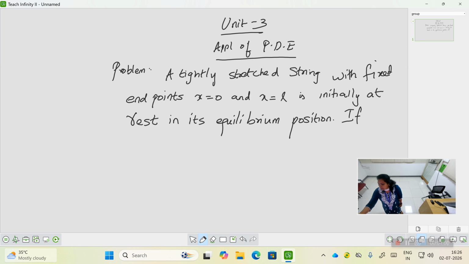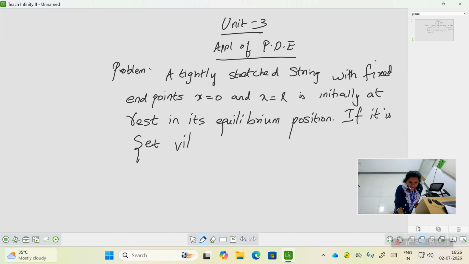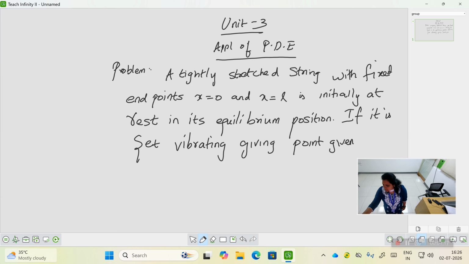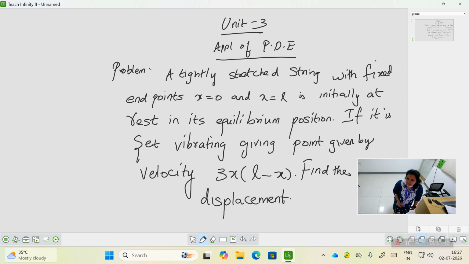If it is set vibrating, giving point velocity given by 3x into L minus x, find the displacement. So this is a problem we are going to concentrate on now. So how to do the solution?